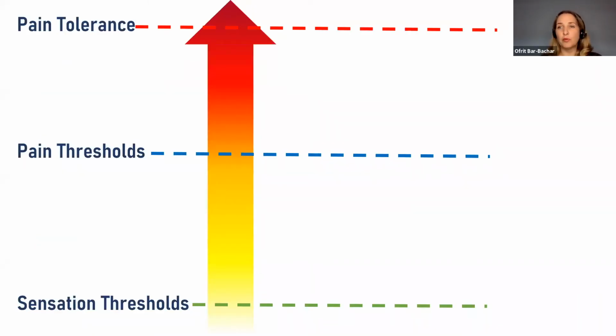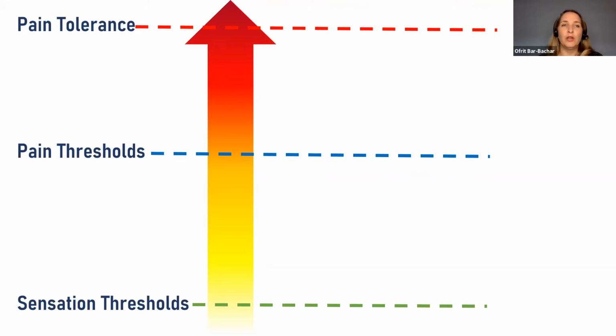When we talk about the types of threshold that we want to see in thermal QST, we have, for instance, a sensation threshold. This is the first temperature intensity at which the patient is able to sense a specific stimulus. There's a pain threshold. This is the first temperature intensity where the stimulus becomes painful. And then there is the pain tolerance threshold, and this is the highest or the lowest temperature intensity that the patient can tolerate.